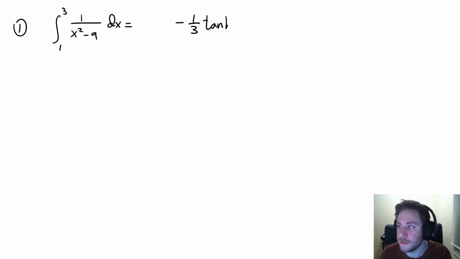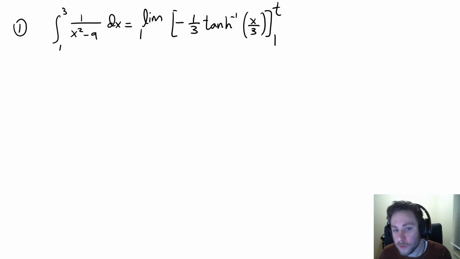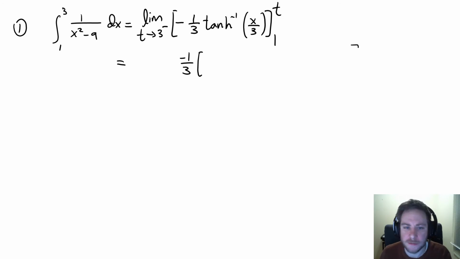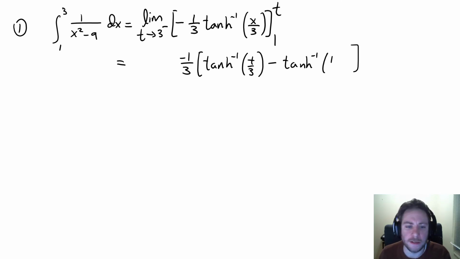First of all, we just found this as our antiderivative. Now, since x equals 3 is a discontinuity, we can't evaluate from 1 to 3. We can evaluate it from 1 to t, and then let t approach 3, but from the left side in this case, because we're going from 1 up to 3. Now let's plug in our endpoints. Both of them have a common factor of minus 1/3, so let's pull that out front for simplicity. When we plug in the upper endpoint, t, we get tanh inverse of t over 3, and then we plug in the lower endpoint, which is 1.